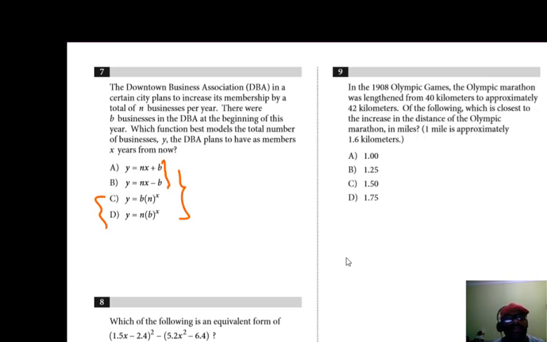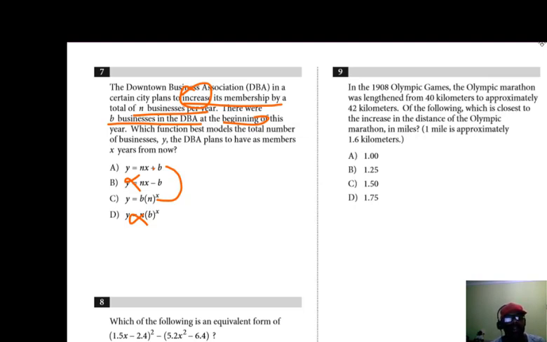choices. So in a certain plan, increase its membership by a total of n business per year. Okay, there are B business in the DBA at the beginning. That is the initial. Okay, and then here it is increasing. So I have two choices here, linear and exponential. So how would I identify whether it's linear or exponential? The answer is either this one or this one. Okay, this can't, this can't.